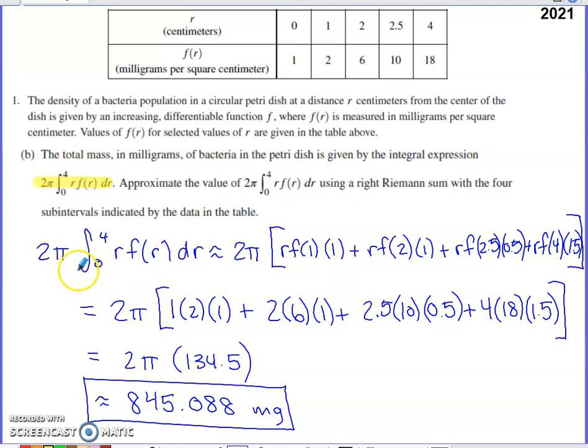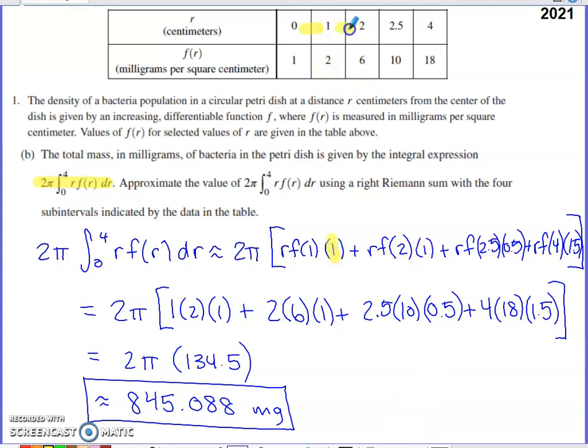So I've copied my 2 pi in, and then I'm estimating the integral with what you see in this set of brackets. My first interval spans the r-axis from 0 to 1. The width of that stretch of the r-axis is 1.